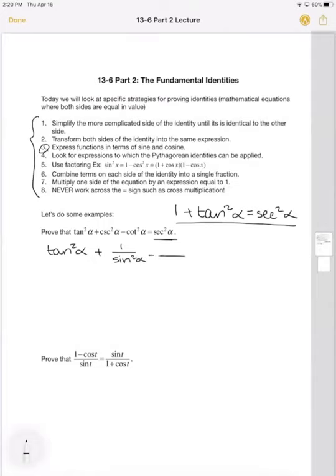And then the cotangent squared of alpha, how can I express that in terms of sine and cosine? Well, remember, the tangent is sine over cosine, so the cotangent would be cosine over sine, but it's going to be squared, isn't it? Because it's cotangent squared.